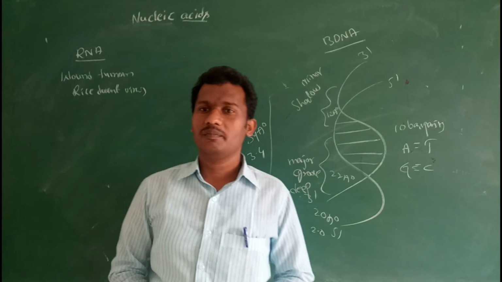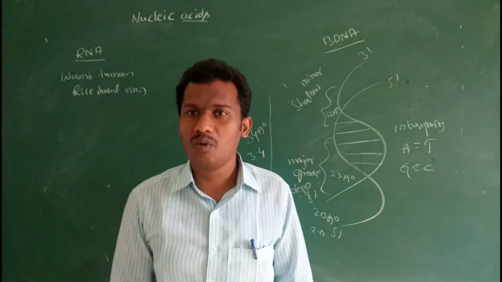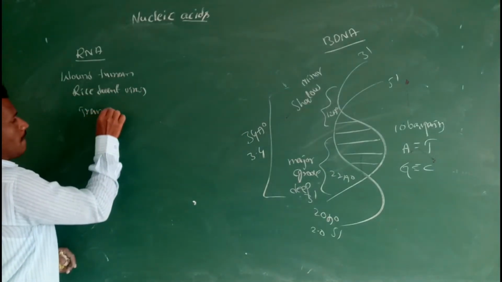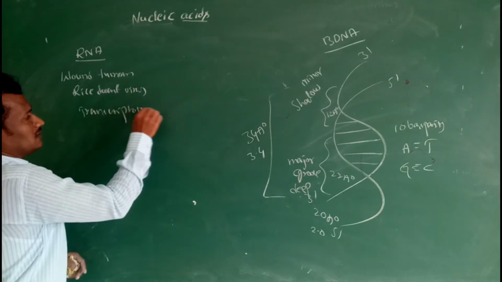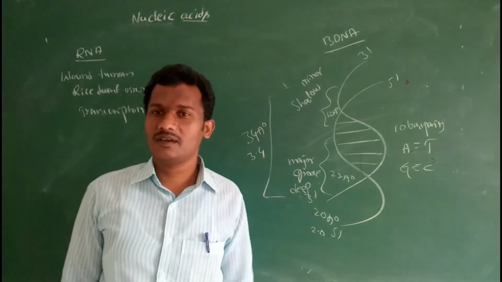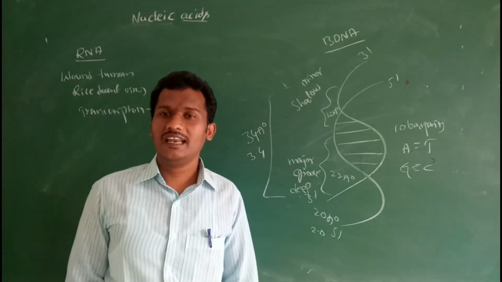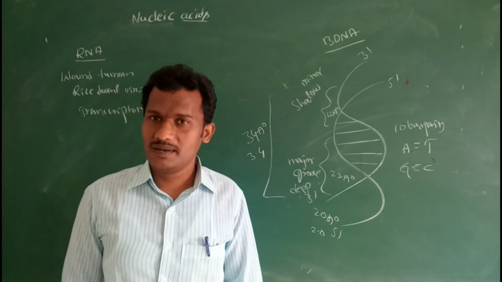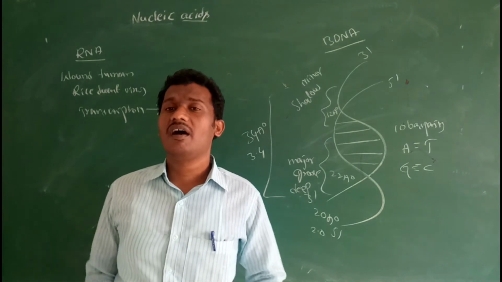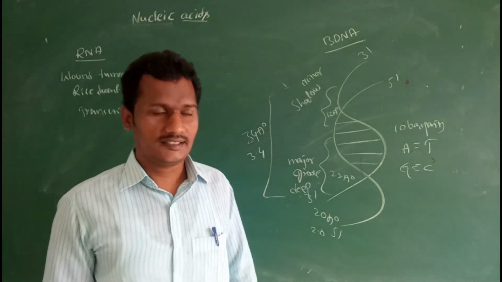Then RNA formation from DNA is known as transcription, for all types of RNAs. So transcription means formation of RNA from the DNA. Generally in prokaryotes, transcription takes place in the cytoplasm. In eukaryotes, RNA transcription takes place in the nucleus.